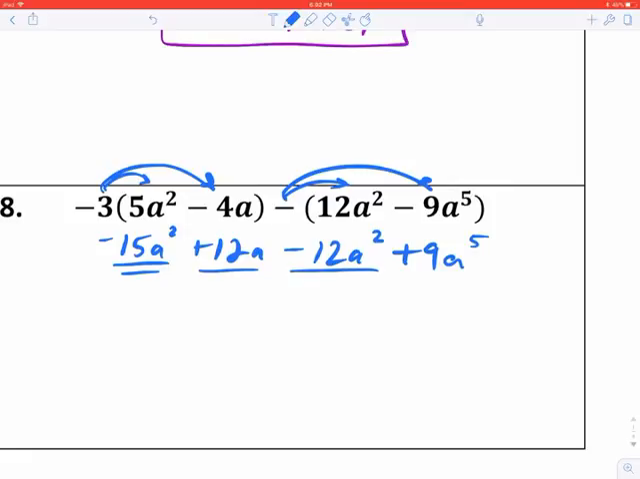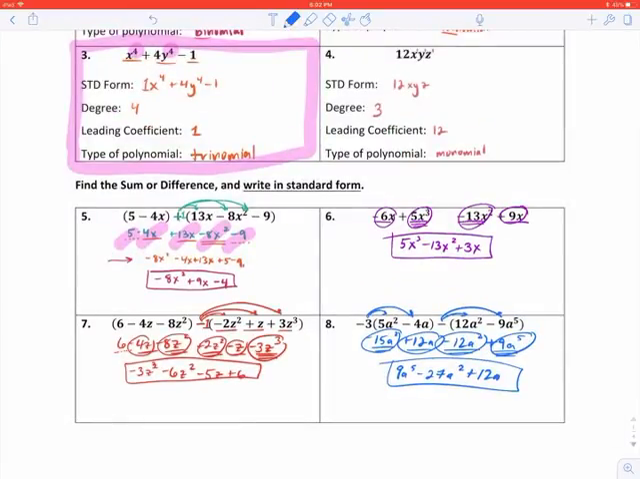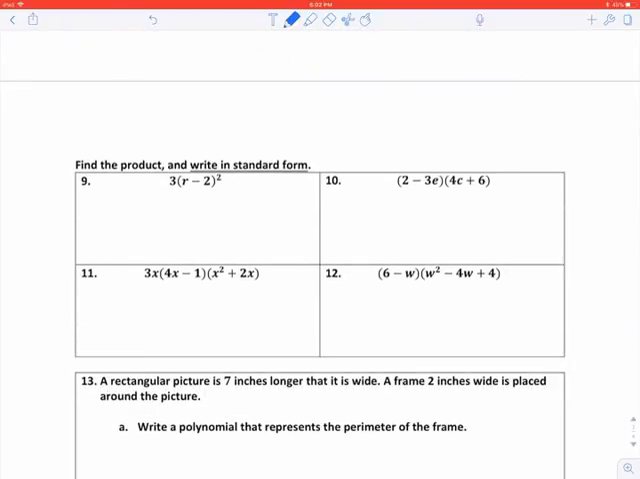Let's see, I got 1, 2, 1, 1, 2, and then I have a to the 5th. You could do 5 lines if you want, but I'm going to just do 3 because there's nothing bigger and I won't have to worry about anything in between. So I have 9a to the 5th. Next I have negative 15, negative 12a squared, so that is negative 27a squared and 12a. So all 4 are accounted for, and there's my answer. Let's move on to the next set of problems.